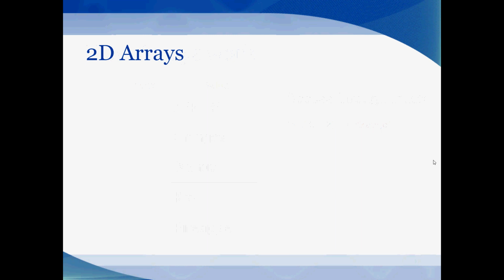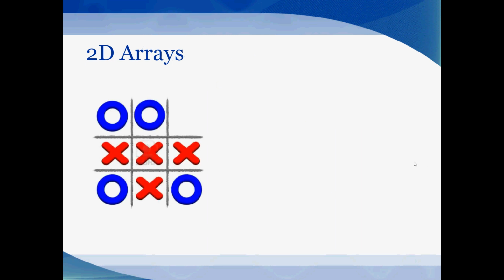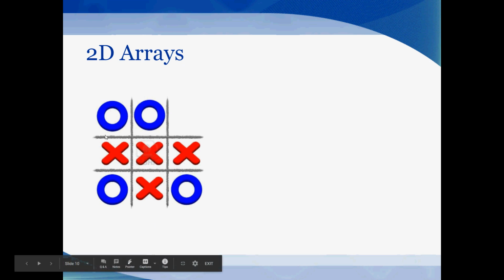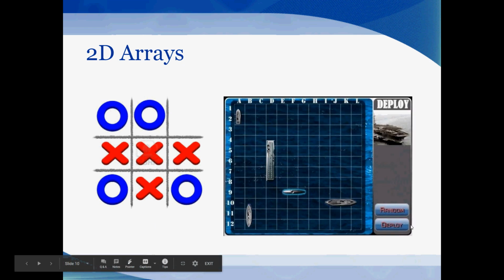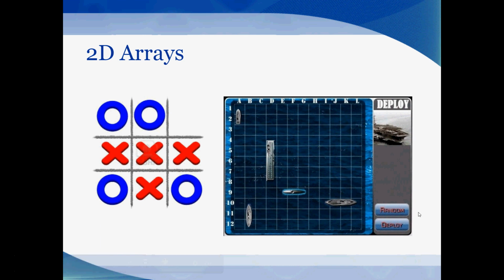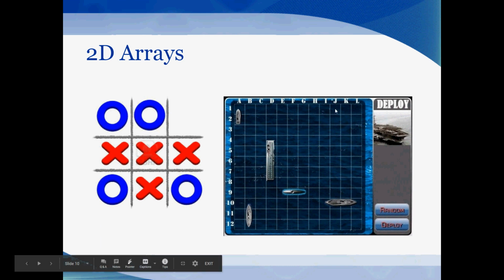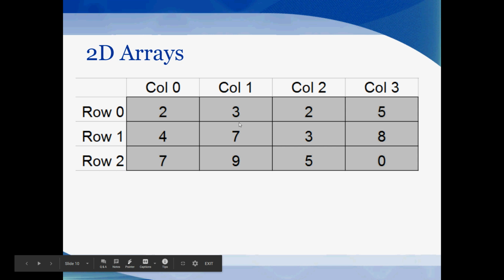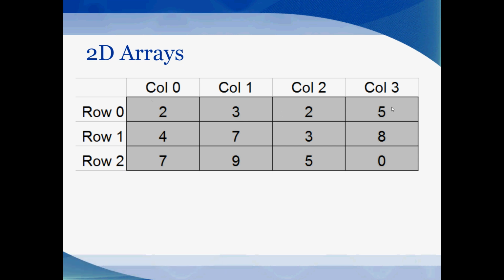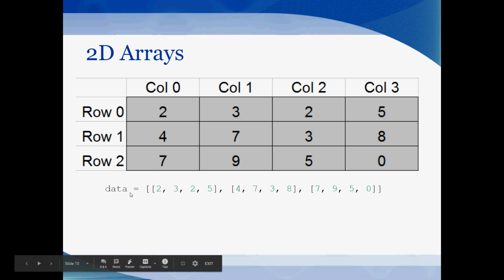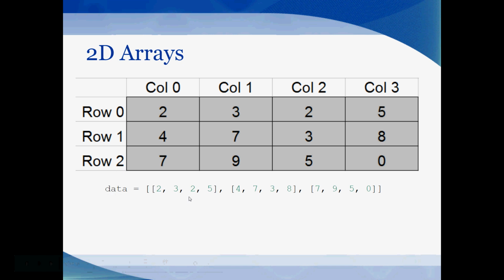Now, two-dimensional arrays are very similar, only they have 2 dimensions, like tic-tac-toe. That would be an example. You have a list this way and then you have a list this way. Battleship is another example of a 2-dimensional array where you have rows and columns. So in this particular situation, I want a list of numbers, and I'm going to have 4 columns across and 3 rows. So if I wanted to, I could set my variable equal to a list of lists. So there's my list of lists.